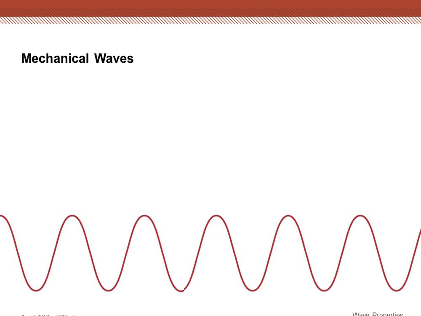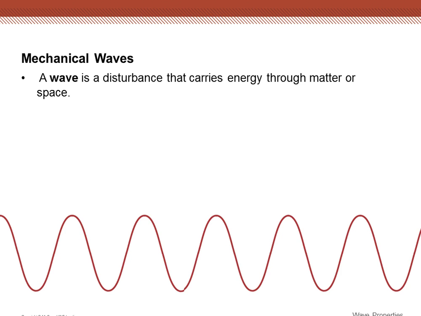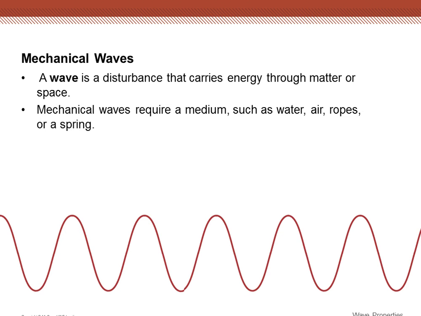So let's talk about mechanical waves. A wave is a disturbance that carries energy through matter or space or some medium. And mechanical waves require this medium, such as water, air, ropes, springs, anything. If we don't have that medium, these waves actually cannot propagate. That medium is necessary to transfer this energy.